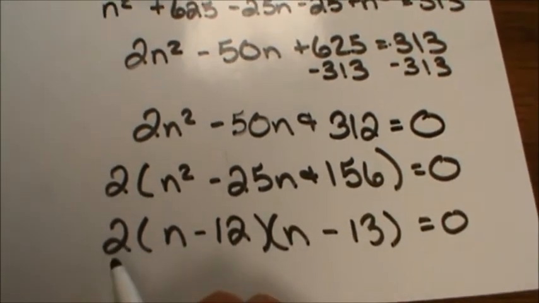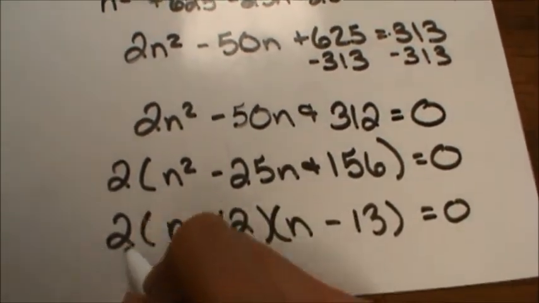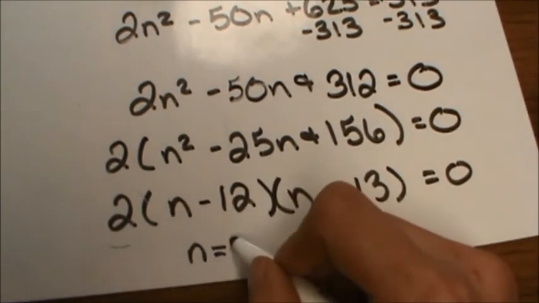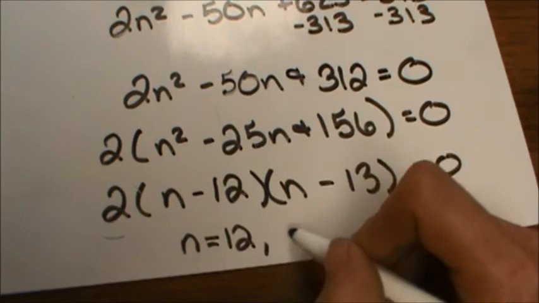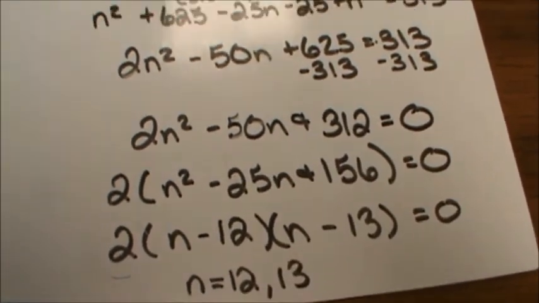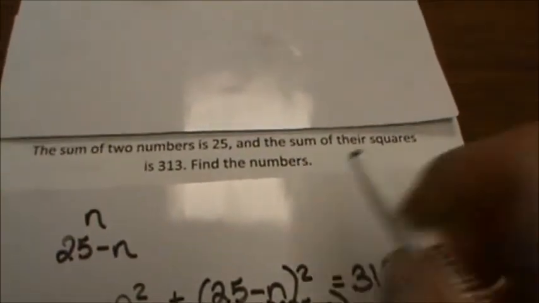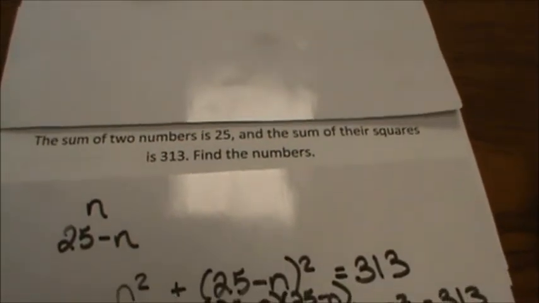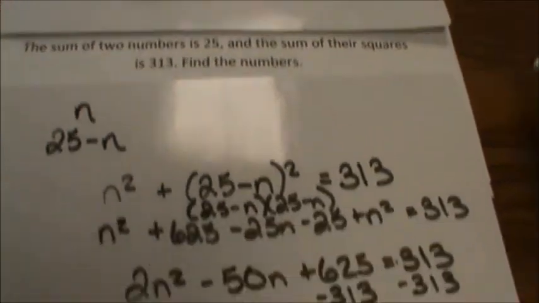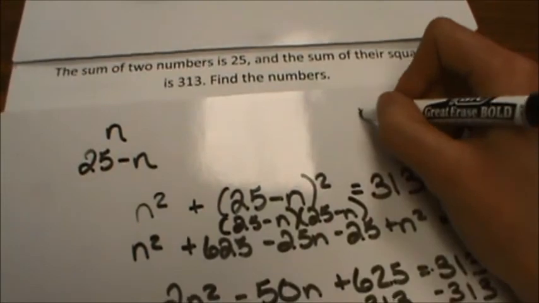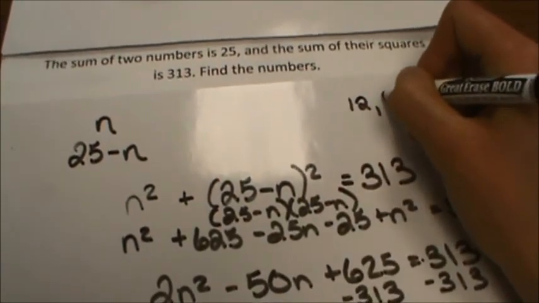That means my solutions to this equation, well, this isn't a factor that has a variable in it, so I'll ignore that. N could be 12 or n could be 13. And since I'm looking for two numbers whose sum is 25 and the sum of their squares is 113, these two numbers happen to be that. My solution here is 12 and 13.